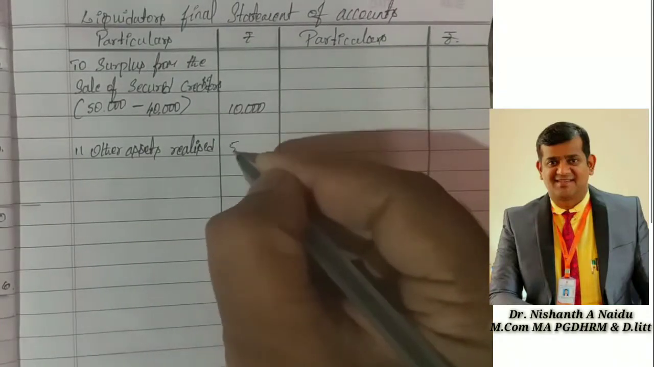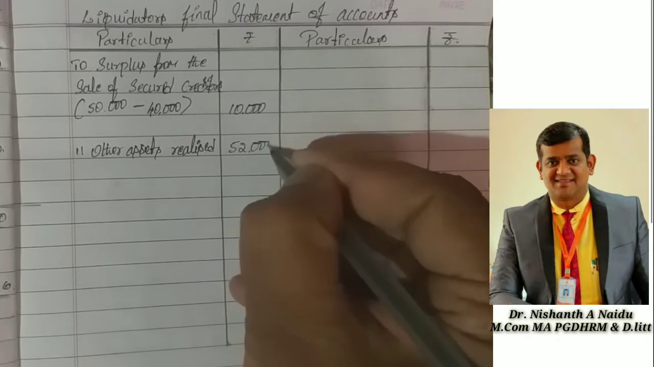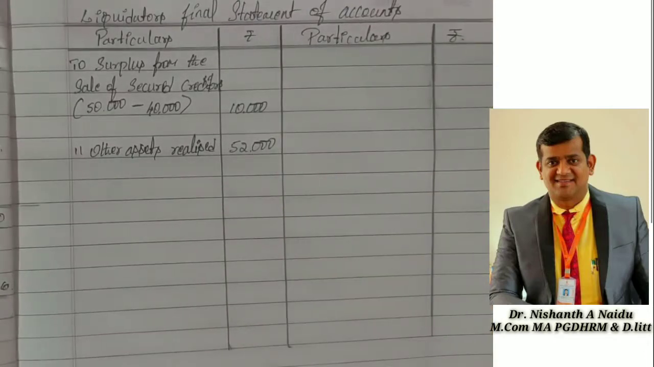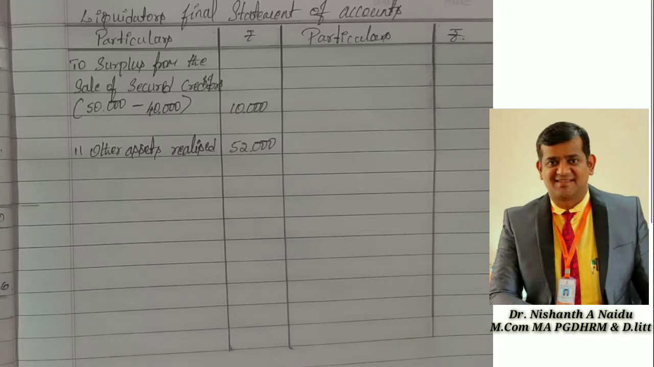For how much has it been realized? Yes, 52,000 rupees. For 52,000 rupees it has been realized. Okay, so that's all we have for assets realization. Next he said to prepare the liquidator's final statement of account showing payment made to unsecured creditors. So let us look into the payment part.